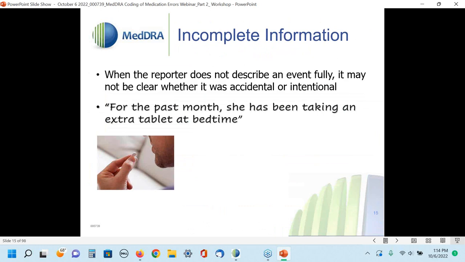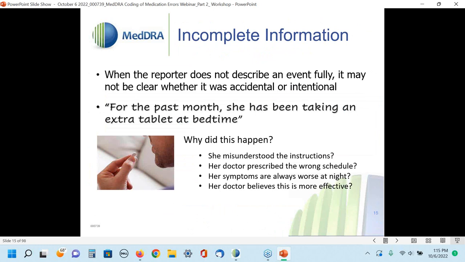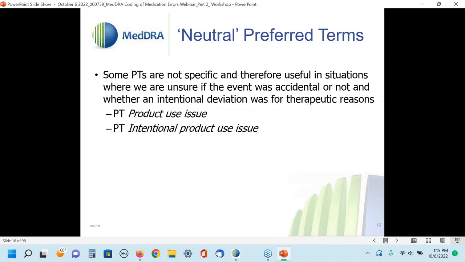But we also talked about the fact that sometimes we have incomplete information that doesn't make it really clear to us whether it was accidental or intentional, or sometimes we're unclear as to whether there was a therapeutic intent. So we used the example that for the past month, she's been taking an extra pill at bedtime, and posed a number of different scenarios as to why that might be the case, some of which could be construed as an error, others which may not be. Did she misunderstand the instructions? Did the doctor prescribe the wrong strength? Were her symptoms worse at night? Did the doctor believe it was more effective? Those are all different scenarios that might lead us to different trees other than medication error sometimes.